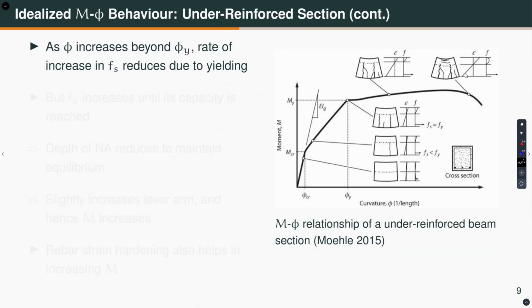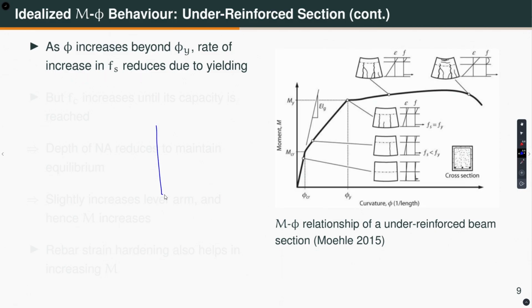Okay. So now let us get back to the idealized moment curvature response. As phi, or the curvature, is increased beyond the yield curvature. So what is the yield curvature? The curvature corresponding to the yield moment is called the yield curvature. So if I keep on increasing the curvature beyond this point, what happens? The rate of increase in Fs reduces due to yielding.